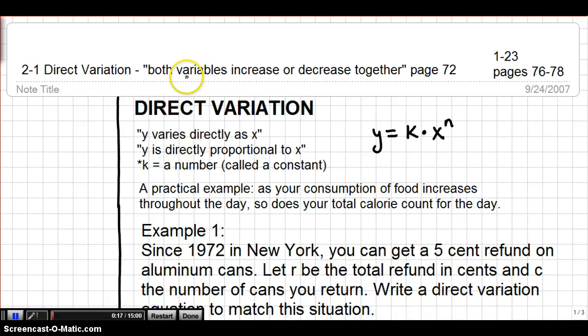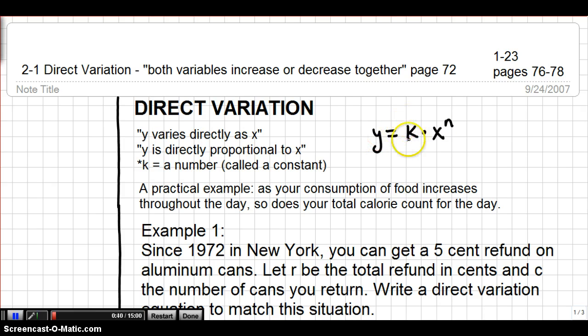Direct variation is when both variables that you're working with increase or decrease together. So as one goes up, so does the other, or as one goes down, so does the other. Typically students need to look for that word directly somewhere within the problem that they're working on. So if y varies directly as x, that means that x will increase and so will y.